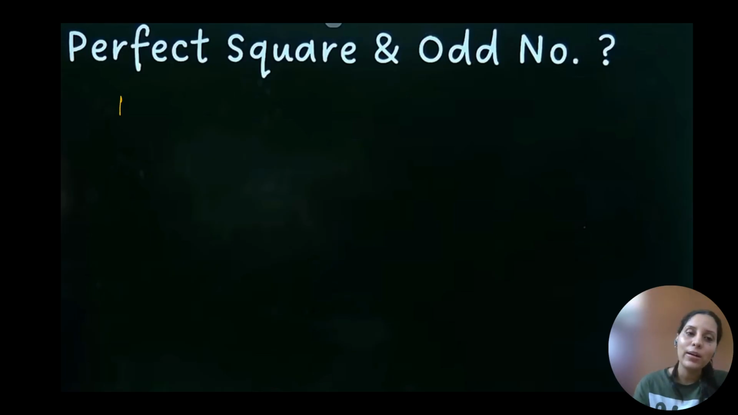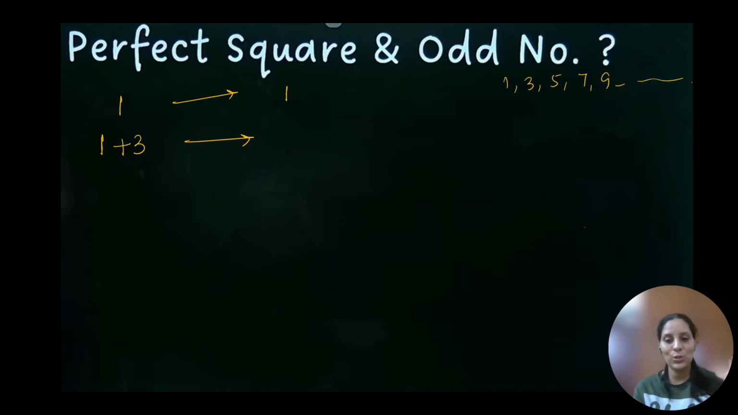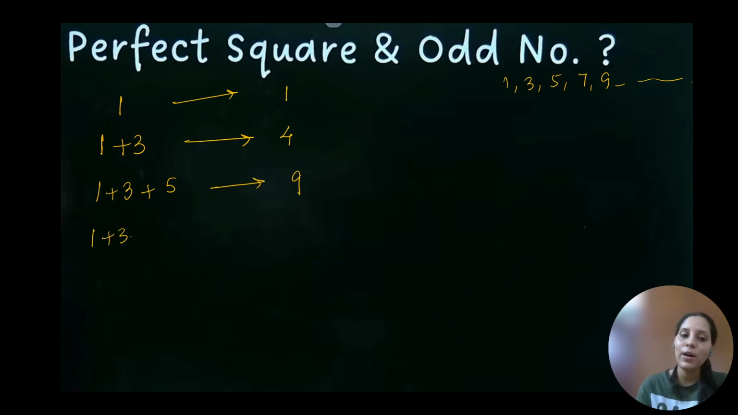So let me take 1. 1 is 1, okay. Now I'm taking 1 and I'm adding another odd number. You know odd numbers are 1, 3, 5, 7, 9, and so on. So 1 plus 3 makes 4. Now I'm doing 1 plus 3 and I'm adding a new odd number which is 5, which gives me the sum as 9. Next, same 1 plus 3 plus 5, and now I'm adding the next odd number which is 7.